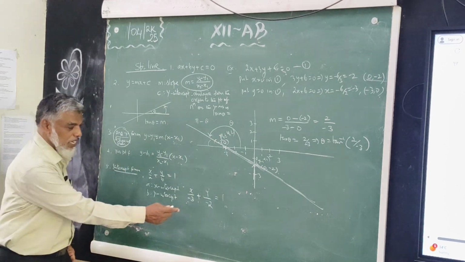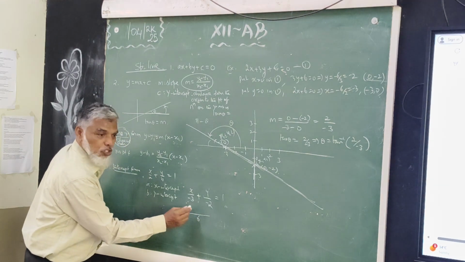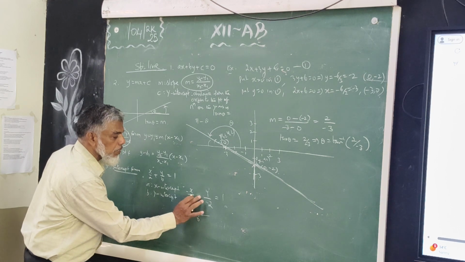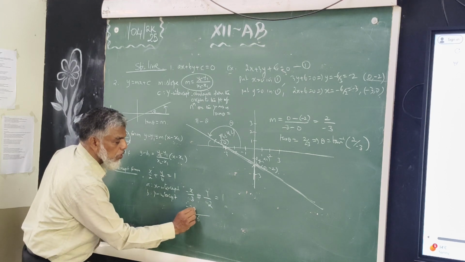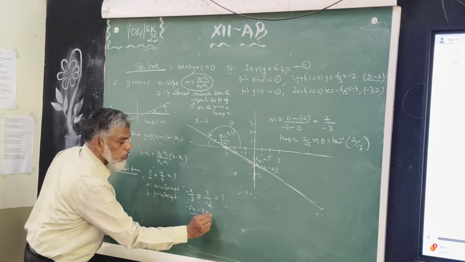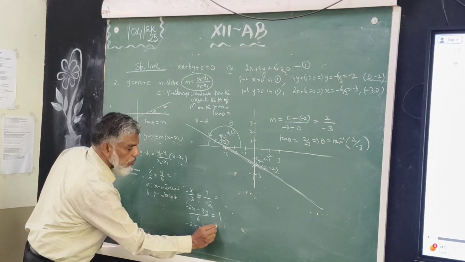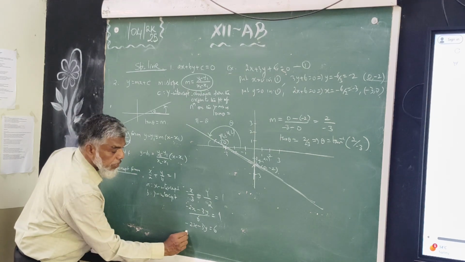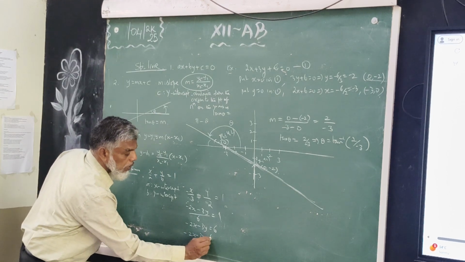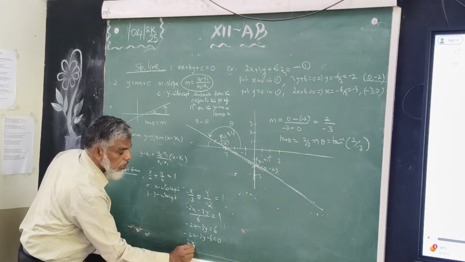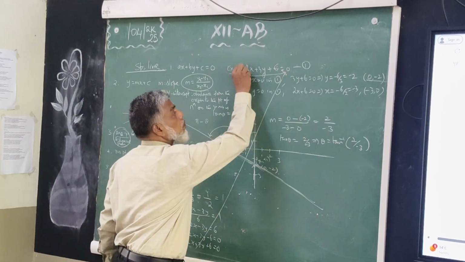Yes, it is same. Now what is the LCM? 6. Okay. You make it here minus. So this is minus 2x minus 3y equal to 6. Therefore it is minus 2x minus 3y minus 6 equal to 0, or 2x plus 3y plus 6 equal to 0. So this must be same.